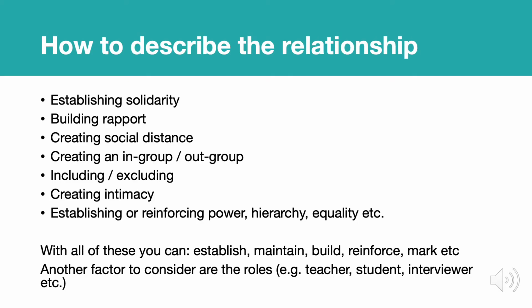So there are a couple of different ways that we can describe the relationship between participants, because we not only want to say what the relationship is, we want to explain why they're communicating together. So it could be to establish solidarity. Solidarity means that you are trying to understand each other, you have a common interest. So often you'll establish solidarity with your friends when you sit down at lunchtime and discuss what's happened in class.